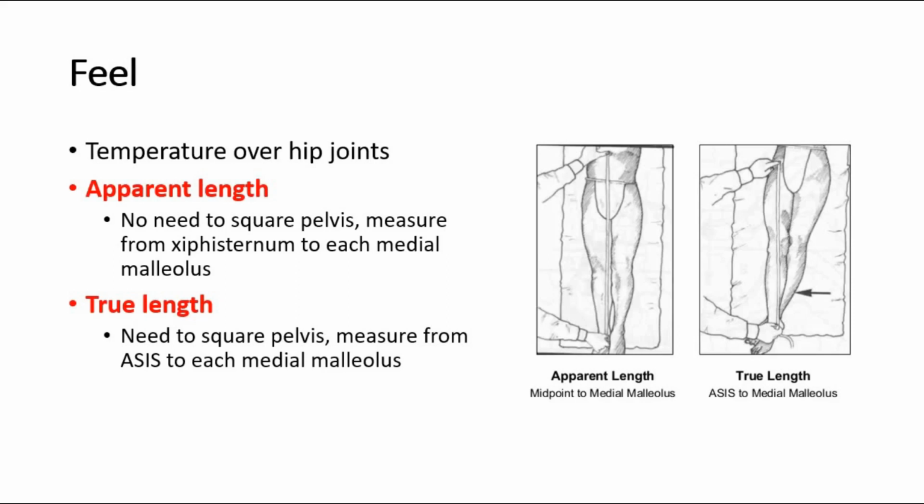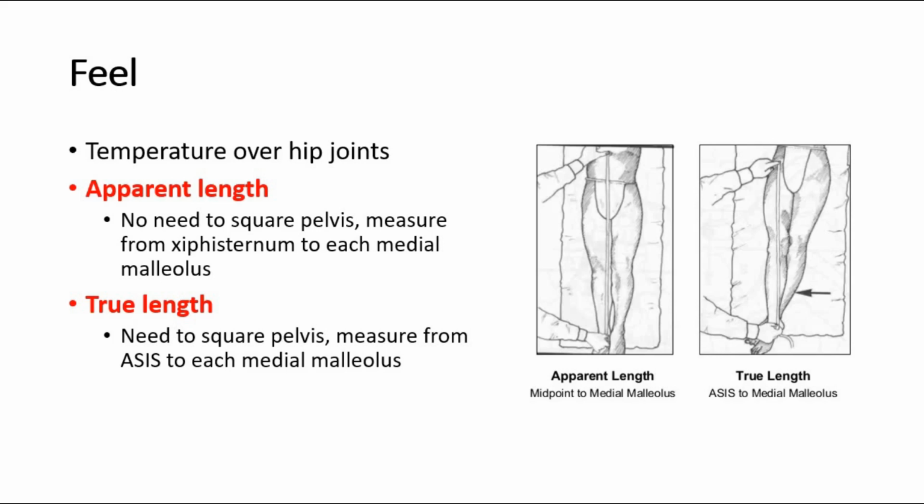So first feel the temperature over both the hip joints, and next we have to measure the apparent length and the true length. For apparent length, we do not have to square the pelvis, and the distance to measure is from the xiphisternum to the medial malleolus of both the left and right legs. So shown in the first picture, the apparent length. Whereas the second picture shows the measurement of the true length of the lower limbs.